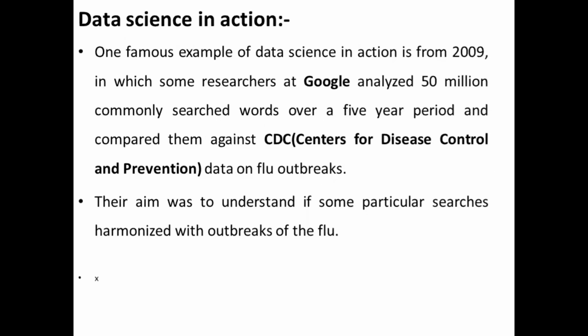One famous example of data science in action is from 2009, in which researchers at Google analyzed 50 million commonly searched words over a 5-year period and compared them against CDC, the Centers for Disease Control and Prevention, data on flu outbreaks. What was the aim of the research? The aim was to understand if some particular searches coincide with the outbreak of flu. So they were checking whether searches are related to the outbreak of flu.